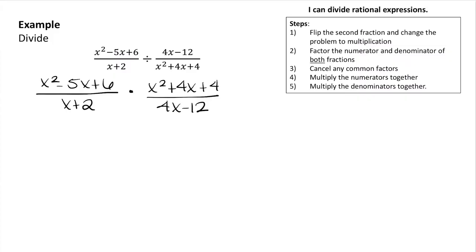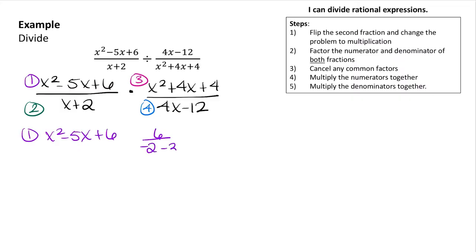Okay, so just like we did in the last video, I'm now going to number everything so we know what we're working on factoring. I'm going to start off by factoring number 1, which is x squared minus 5x plus 6. I need two factors of 6 that are going to add up to negative 5. Since 6 is positive, I know the factors have the same sign. Since 5 is negative, both factors need to be negative. So negative 2 and negative 3 are the combination that works. So I have x minus 2 times x minus 3.